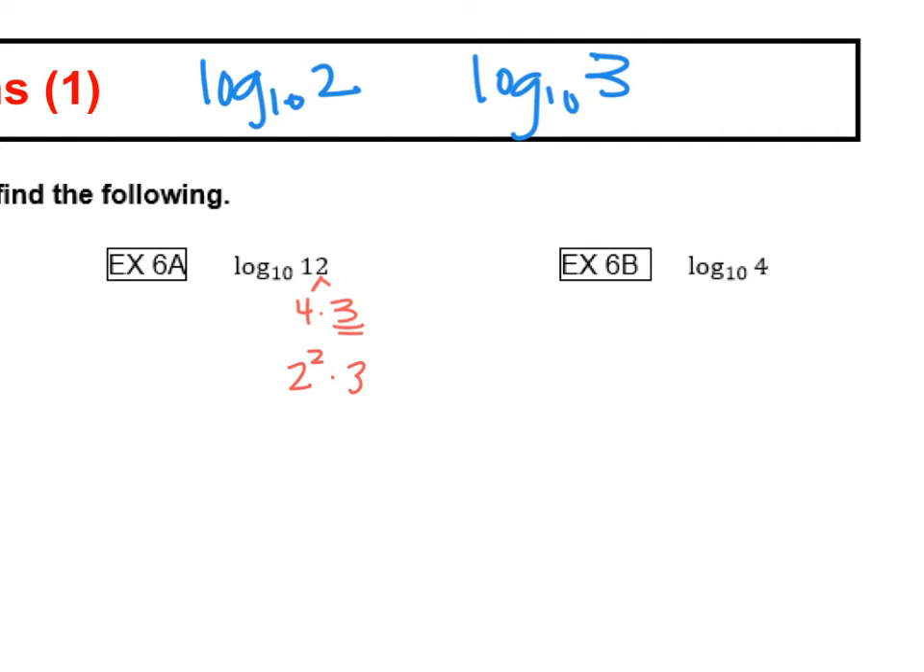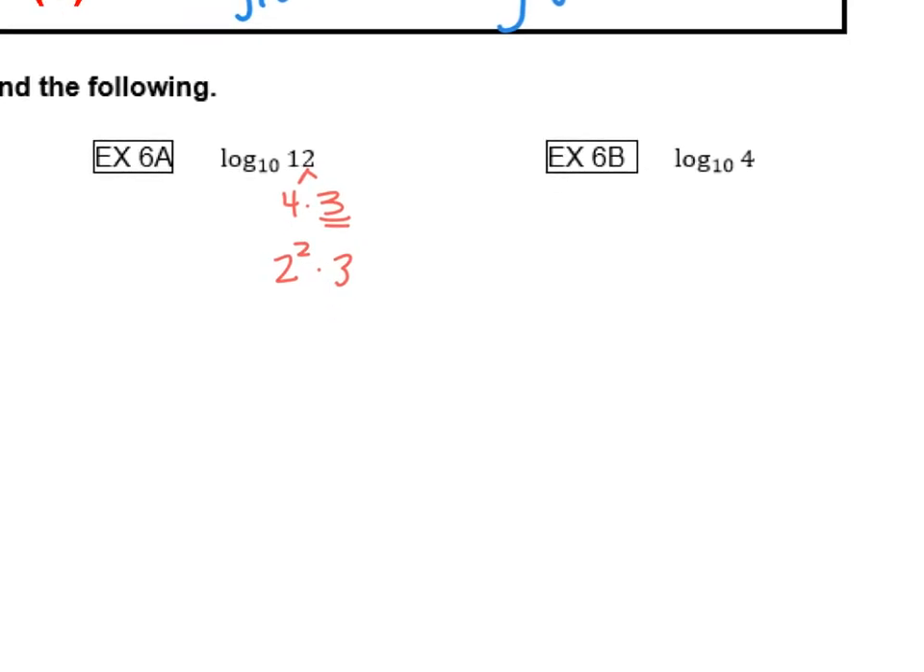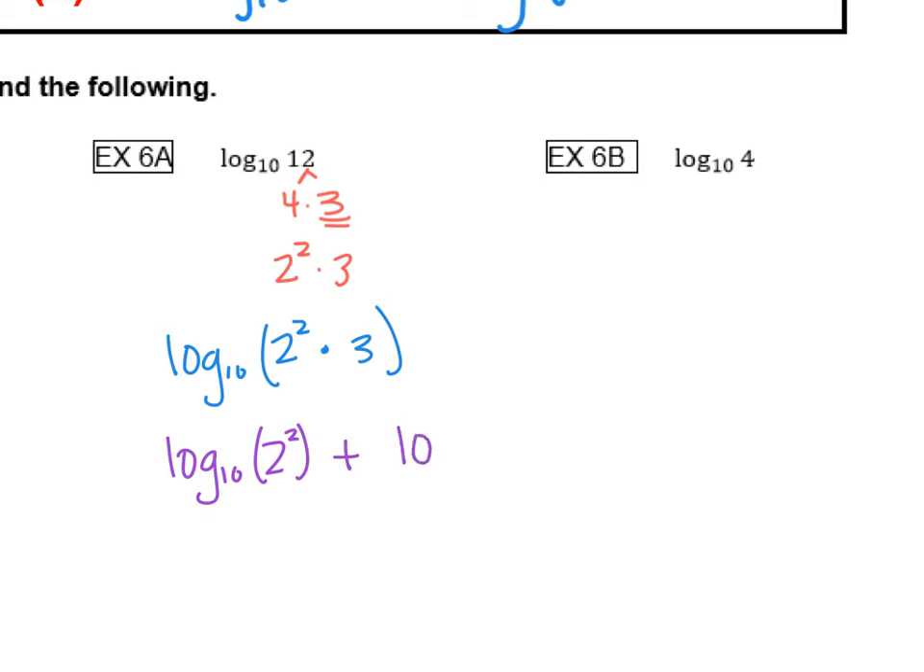So what we do is we just rewrite the problem. We're taking the log base 10 of 2 squared times 3. Because 2 squared times 3 is 4. No, it's not. It's 12. That's what I meant to say. Alright, so we have a law that tells us when you're multiplying, we will add. So we have log base 10 of 2 squared plus log base 10 of 3.